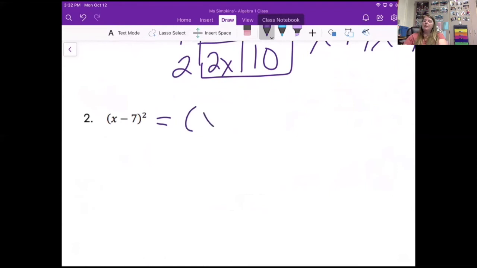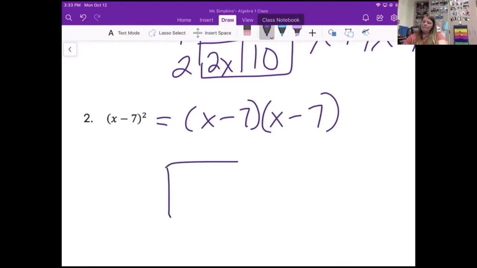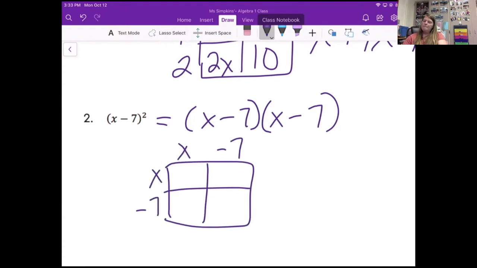Multiply it by itself. So we're going to see, Ella, if what you're saying is the same thing. But I want to write it out first. So x minus 7 times x minus 7. So I have a binomial and a binomial. So I need a 2 by 2 box. So I have x minus 7 and x minus 7.